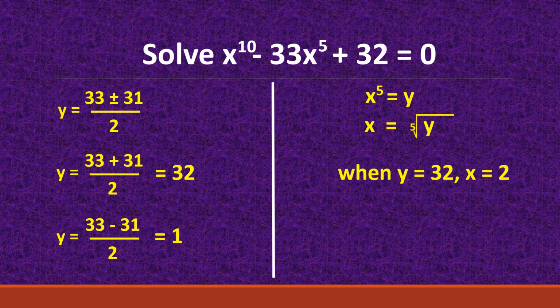So when y is equal to 32, x will be equal to 2. And when y is equal to 1, then x will also be equal to 1. Thus we get two values for x. X is equal to 2 and 1. That is how we solve such a question.